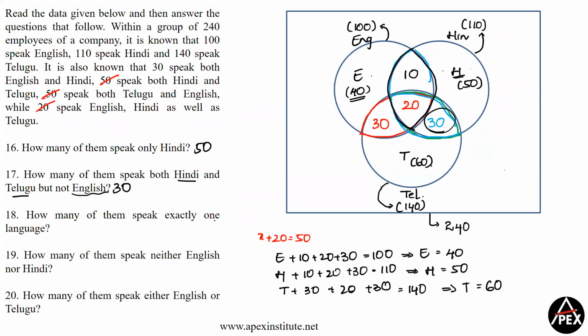Now, how many of them speak exactly one language? Exactly one, so it can be any of these three languages. We have 40 people speaking only English, 50 speaking only Hindi, and 60 people speaking only Telugu. So in total we have 150 employees speaking exactly one language. Now, how many of them speak neither English nor Hindi? So they should be speaking only one language. What is that? They should be speaking only Telugu, isn't it? So the answer for this question should be 60.